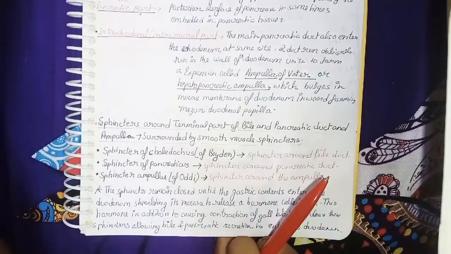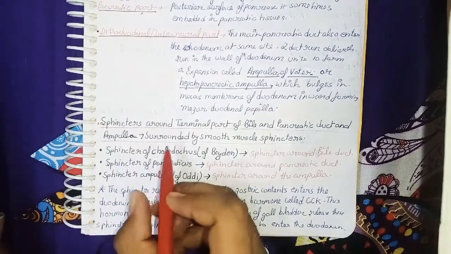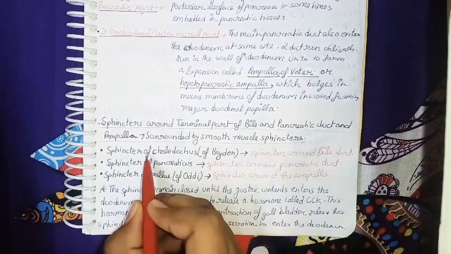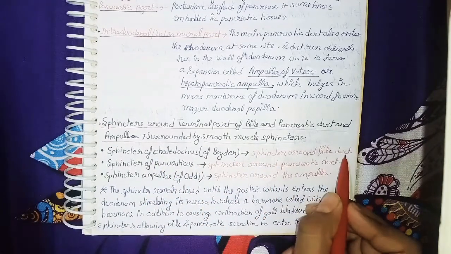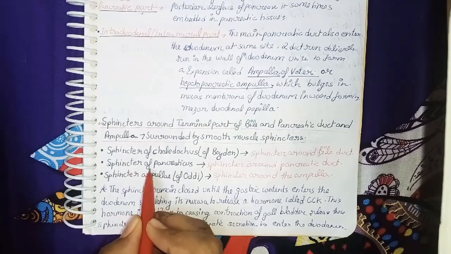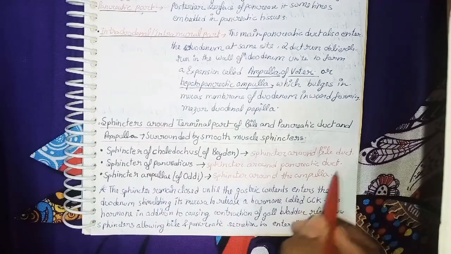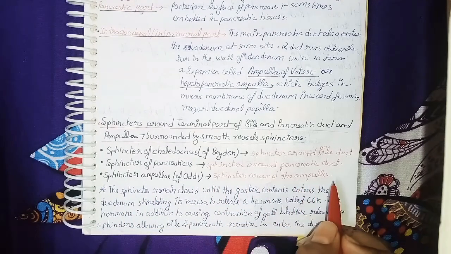Now coming to the sphincter or the terminal part of bile and pancreatic duct and ampulla, which is basically surrounded by a smooth muscle sphincter. Sphincter of Boyden is the sphincter on the bile duct. Sphincter pancreaticus is the sphincter around the pancreatic duct. Sphincter ampullae of Oddi is the sphincter around the ampulla.